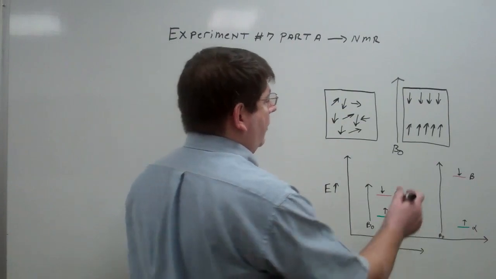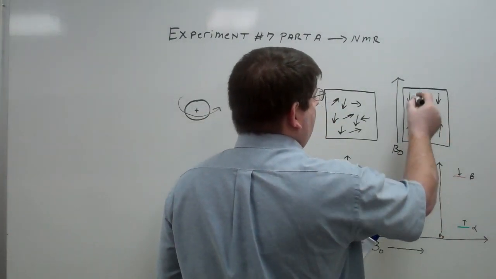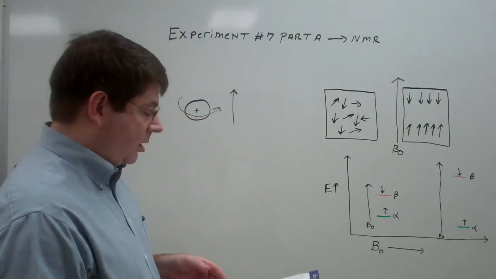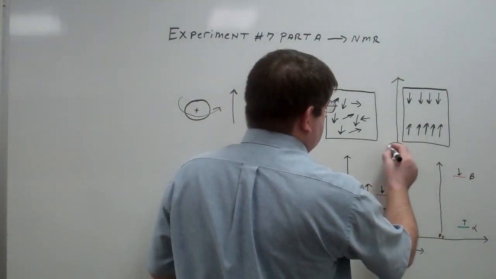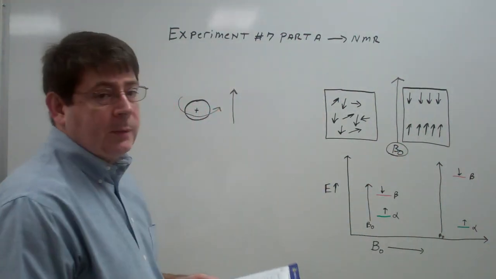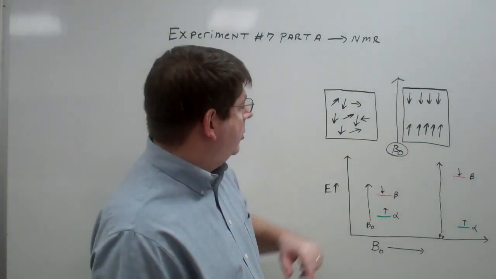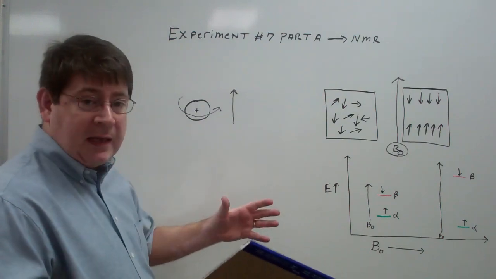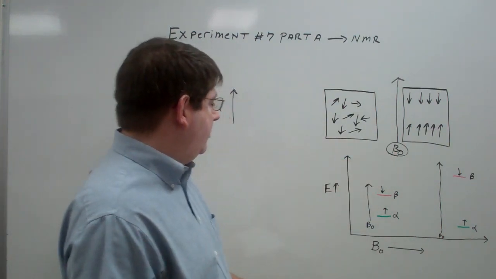And it turns out that for the proton, you're going to have a slight population of most of them aligning with and fewer of them going against the strong magnetic field. This is what the NMR spectrometer supplies. You've got a picture of the NMR spectrometer that we actually use in our department in your laboratory manual, and it looks like a big can. It's really just a big superconducting magnet that supplies B0.